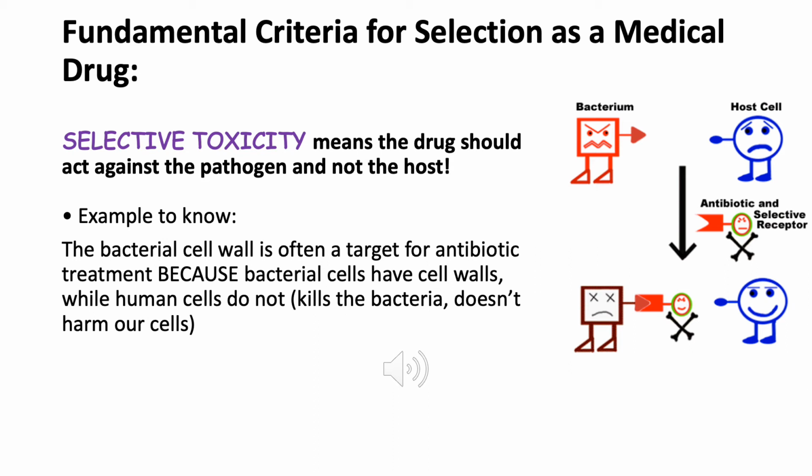An example to know, a very common one, is that the bacterial cell wall is often a target for antibiotic treatment. And that's because bacterial cells have cell walls, but human cells don't. So the antibiotic acting on the cell wall is going to kill the bacteria, but it doesn't harm our cells.